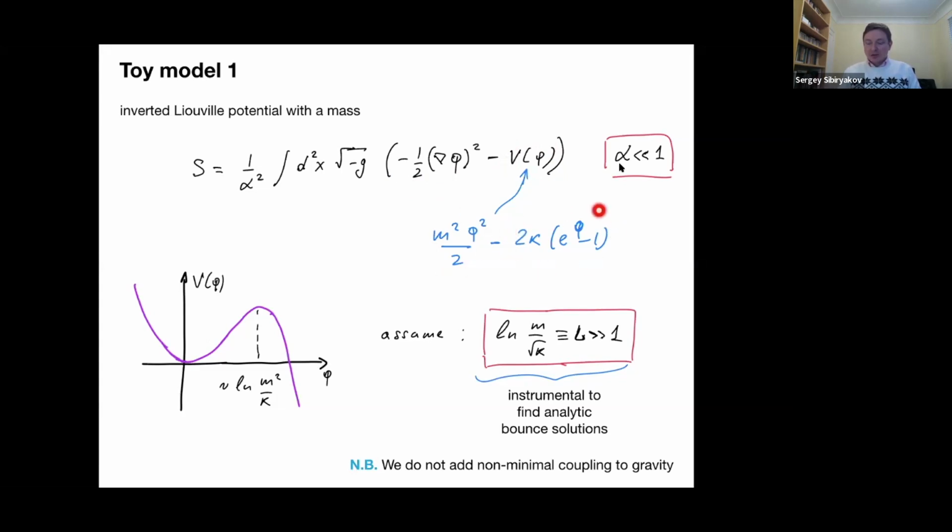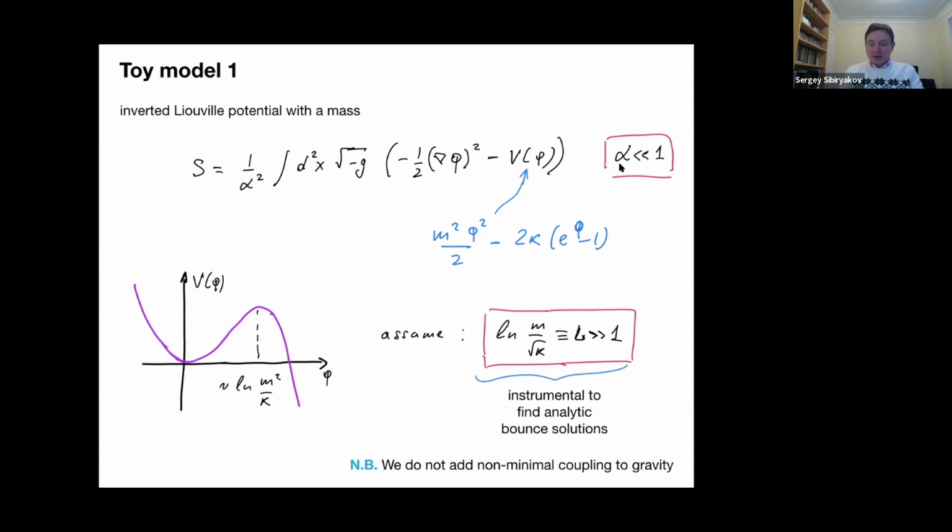Why Liouville? Because the Liouville potential admits general solutions. It gives a solvable model, at least at the classical level. So we have a general solution, and we just deform this Liouville potential by the mass to ensure that we have a well-defined false vacuum. Then the full potential looks like this. Qualitatively, it's quite similar to what we have in the Standard Model. There's a false vacuum, then a potential barrier, and then the potential goes to minus infinity.